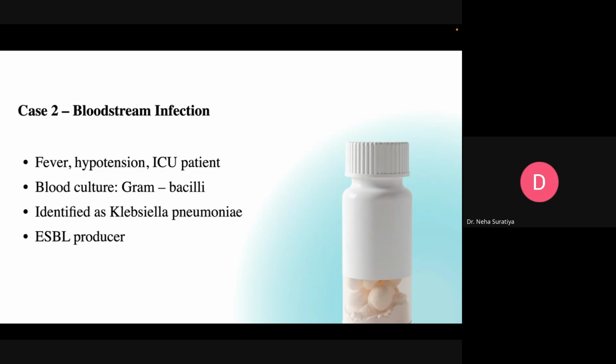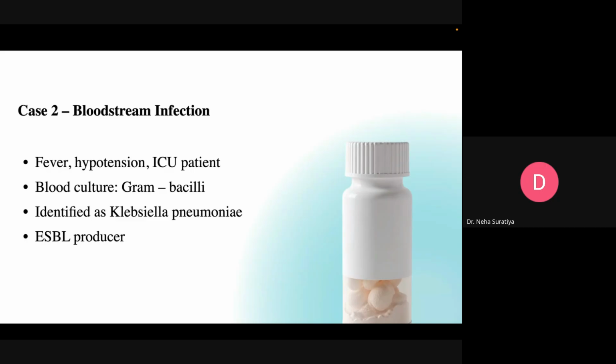And when I say this, third generation cephalosporin also doesn't work when it is a case of ESBL. That is the reason why it is extended spectrum. Its spectrum of beta lactamase has increased a lot. Okay. Now this beta lactamase is an enzyme which is produced by the bacteria just for the resistance to the beta lactam, very important antimicrobials.